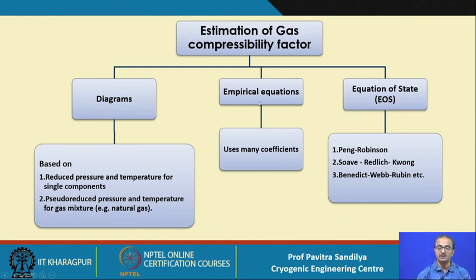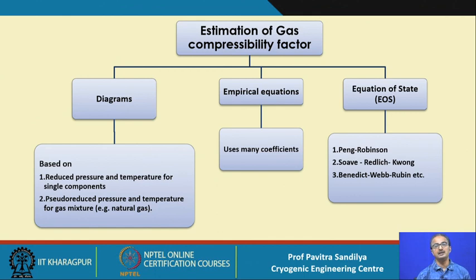We may have some empirical correlations based on some experimental data, and these correlations generally contain many coefficient values and are applicable for a certain range of pressure, temperature and composition. And lastly, we have many equations of state, and some of them, like the van der Waals equation of state, which perhaps we know, was proposed the first time to account for non-ideality.